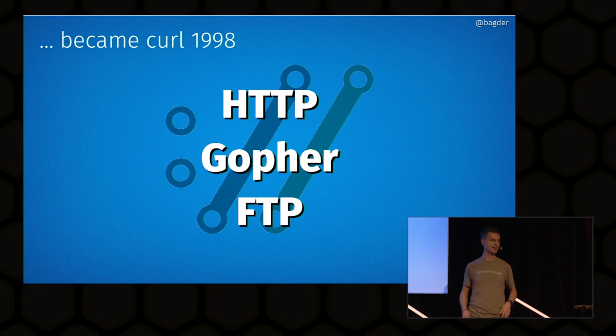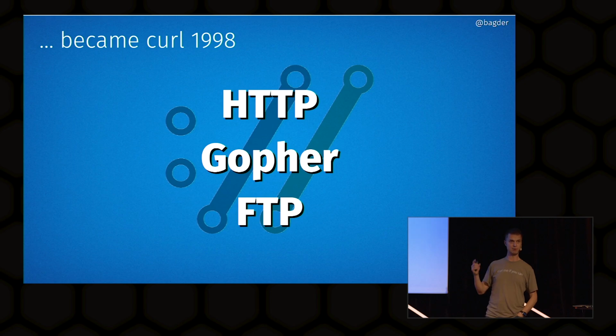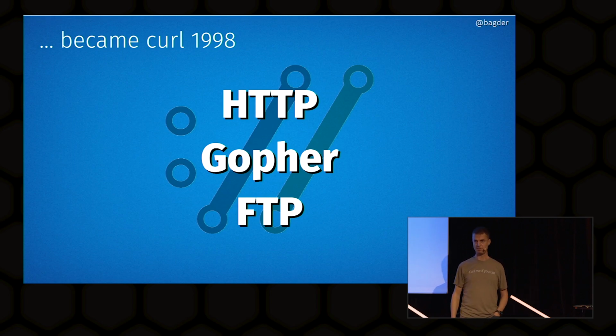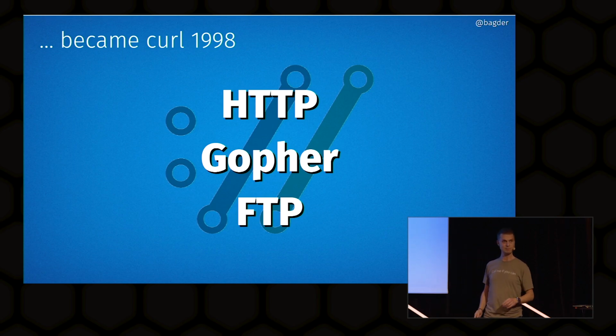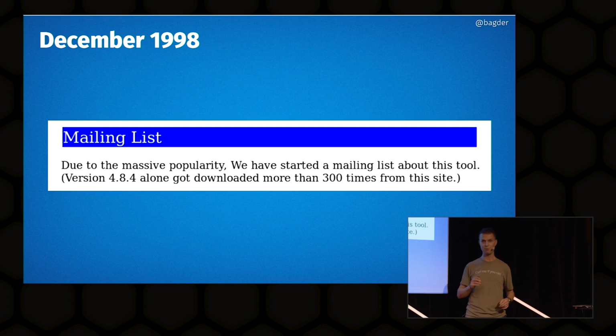And then I released curl in the spring of 1998, and it supported 3 protocols by then. It was awesome, and everything was good. It was such a great success immediately. In December 1998, I have this awesome screenshot from the website: we had 300 downloads of that release. Massive success. Already less than a year in, 300 downloads in a single month. So yes, we hit it big time from the beginning.